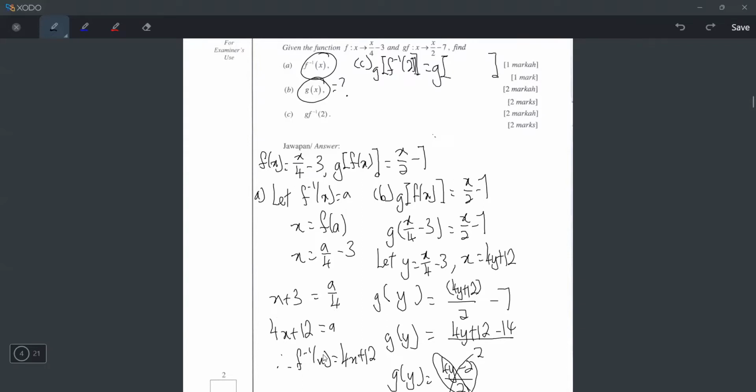Do I have f inverse x? Yes, 4x plus 12. But I cannot write x, okay? Because I don't want f inverse x. I want f inverse 2. So change the x to 2. And then 4 times 2 is 8. 8 plus 12 is 20, I believe.